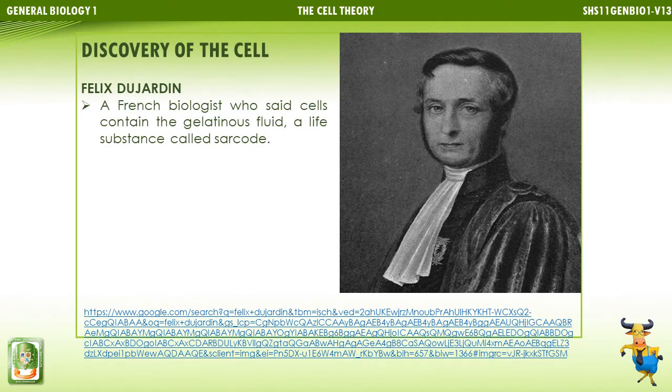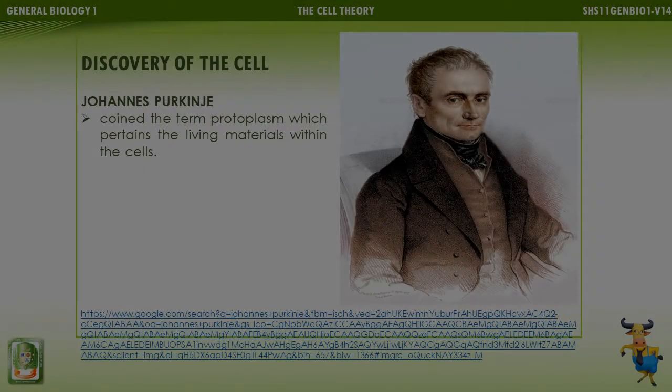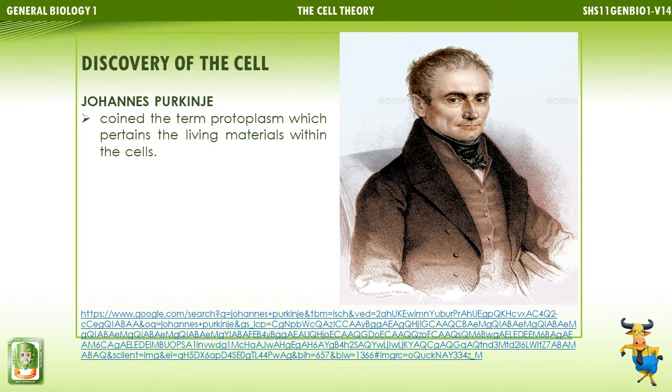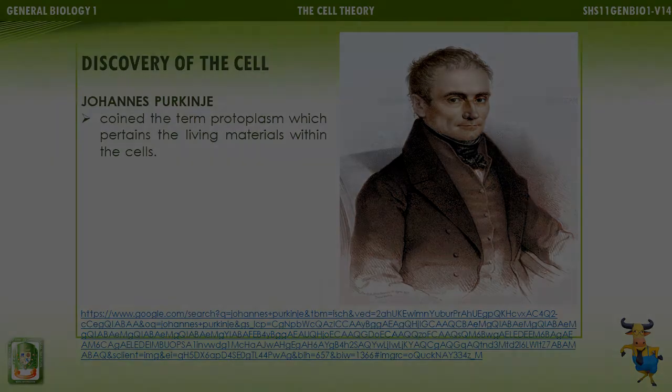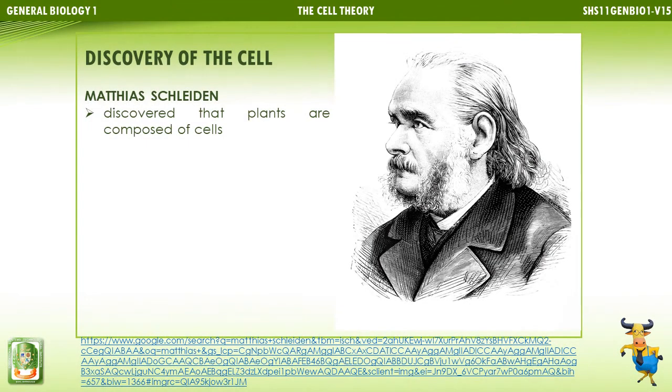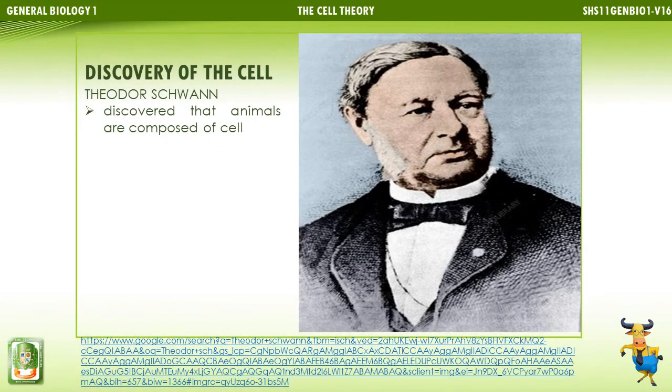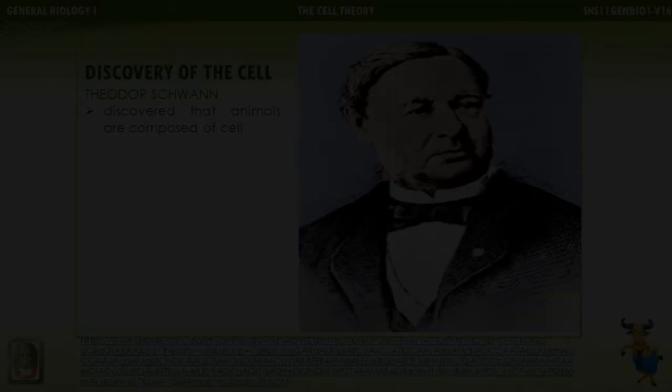Félix Dujardin, a French biologist, said cells contain the gelatinous fluid, a life substance called sarcode. Johannes Purkinje coined the term protoplasm, which pertains to living materials within the cells. Matthias Schleiden discovered that plants are composed of cells. Theodor Schwann discovered that animals are composed of cells.